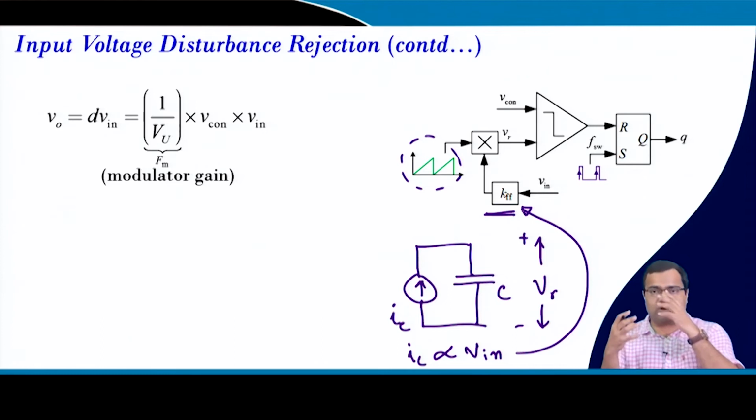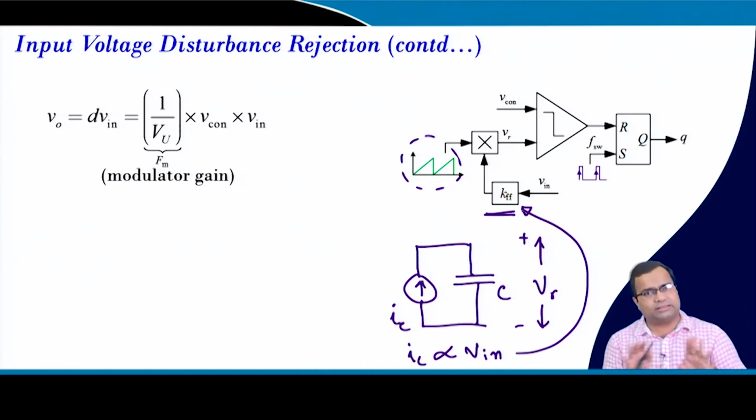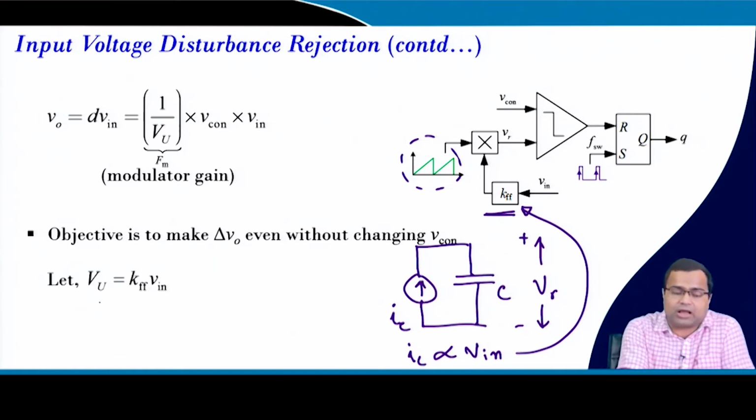That means in an actual commercial IC we can increase or decrease, or basically proportionally vary, the constant current amplitude in response to the input voltage. If the input voltage is constant, this current will be constant and the slope will be constant, but if the input voltage varies, then we will change it. If you do that, what will happen? Your maximum value will be kff into V in.